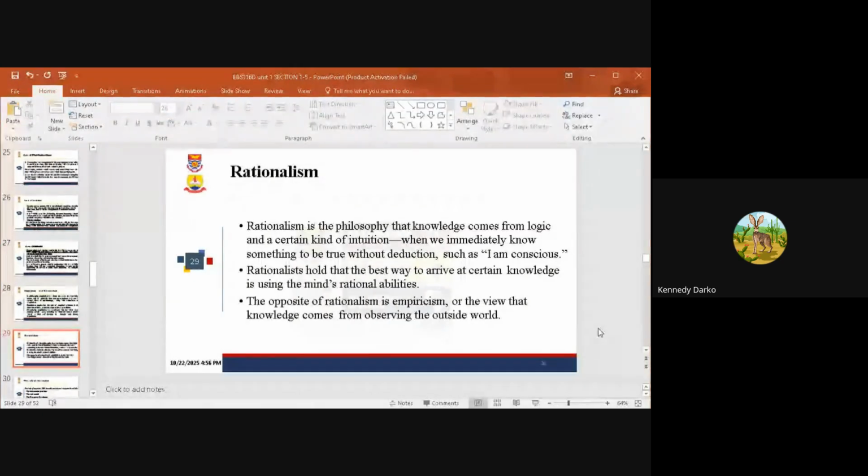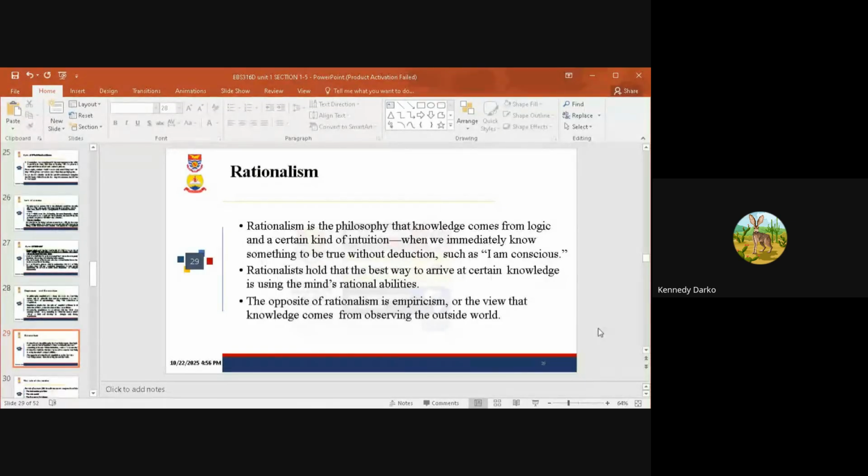So intuitively, something is guiding you to be very conscious of yourself. Once something happens and you are conscious of yourself, you don't try to go and do anything that will give you a problem. So rationalists hold that the best way to arrive at certain knowledge is using the mind, the mind's rational ability. Sometimes someone will do something, and your mate will say, are you a rational being at all? Because you see that all the person is doing is out of order.